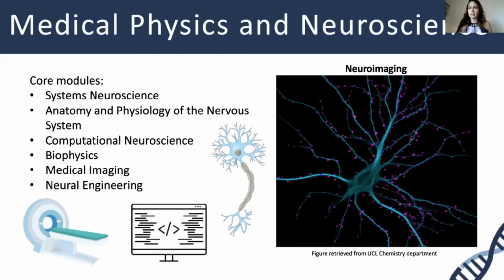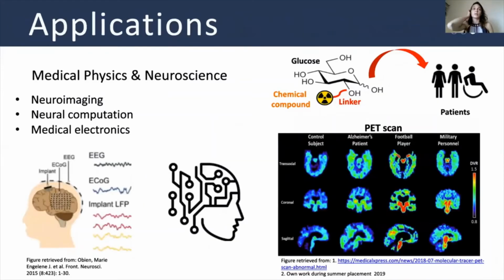So in terms of the applications of combining these two subjects together, there is a strong application in neuroimaging, and an example of it here is PET. In the previous slides, you were looking at scans of MRI, and this is a different kind of scan, which is PET.